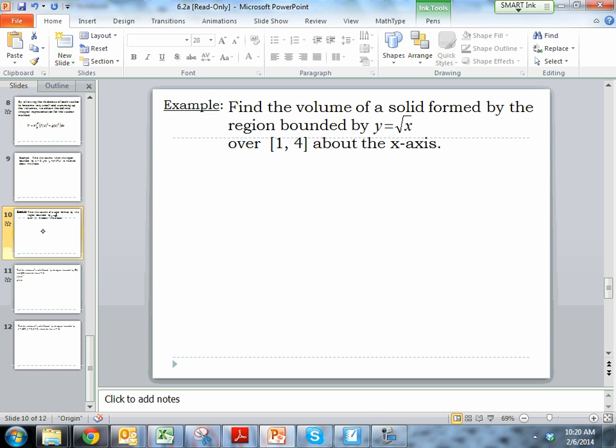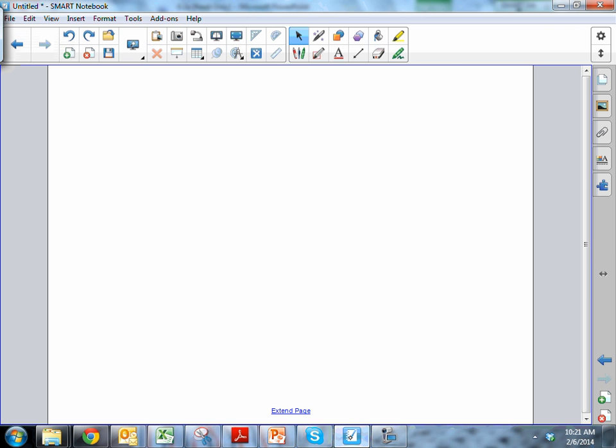Right, do we have this written down? We have y equals the square root of x from 1 to 4 about the x-axis. Okay, well this is nice. We only have one function, don't we? Yeah, we do. The discs. A bunch of what? Discs.